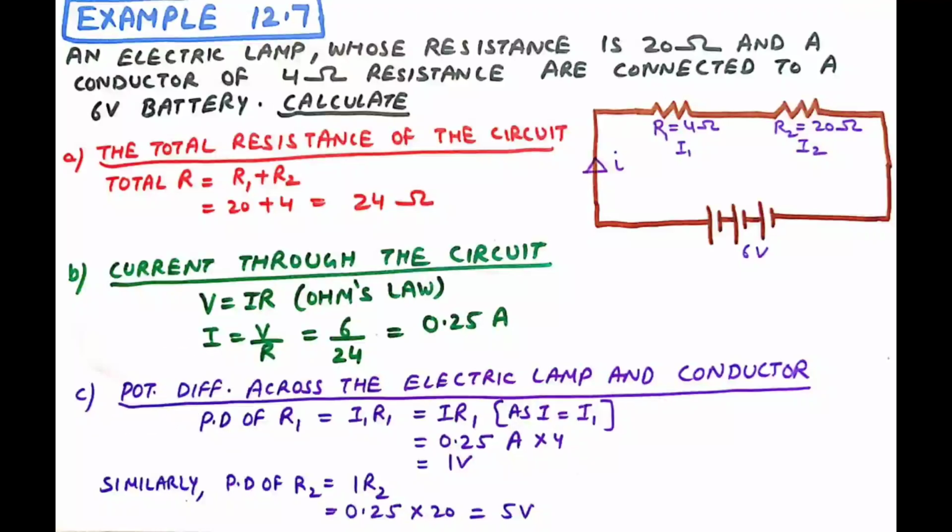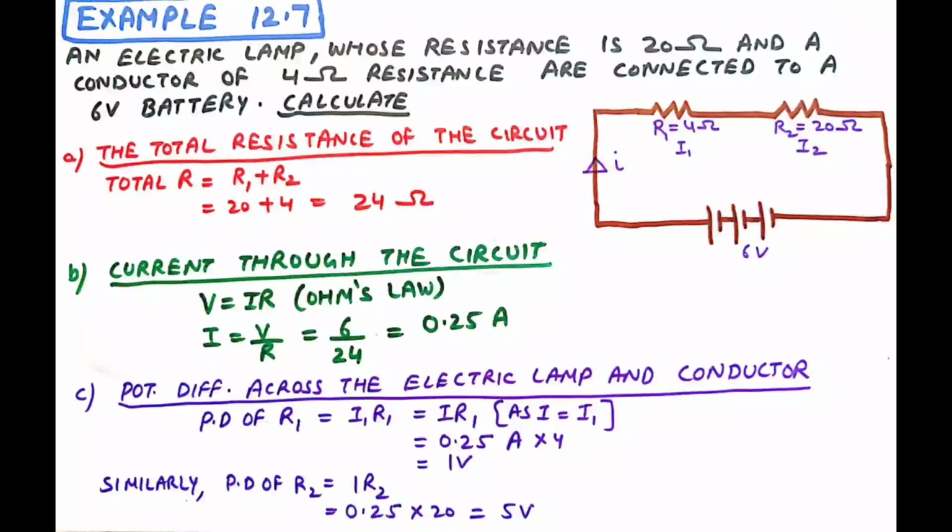First part. So we know that in a series combination, total resistance is equal to R1 plus R2. That is 20 plus 4 is equal to 24 ohms. Part B. In this we have to find the current through the circuit. By Ohm's law we know that V is equal to IR. So by transposition we can get I is equal to V upon R. And by putting the values of V and R, we get that I is equal to 6 upon 24, that is 0.25 amperes.